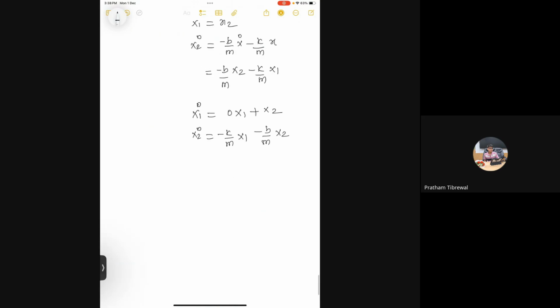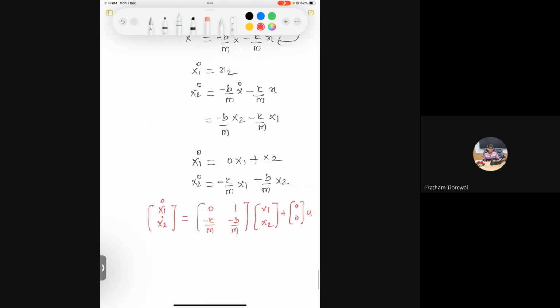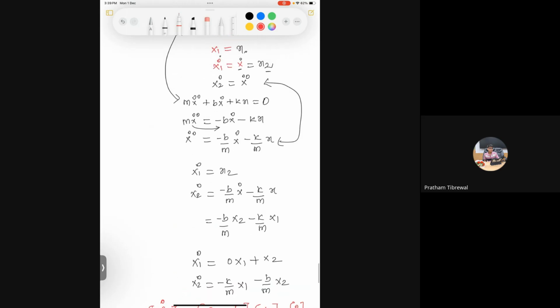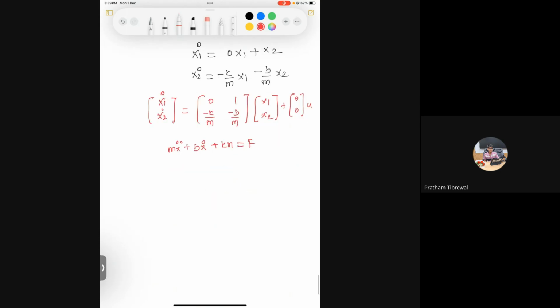So now we can represent this in a state space. x1 dot, x2 dot in a matrix equal to 0, 1, minus k by m, minus b by m, times x1, x2. Plus there is nothing here, so the U matrix is 0. Now I'm not going to consider F equal to 0. Instead, I'm just going to take F as it is. Then how the matrix is changing, that's what we are going to see.